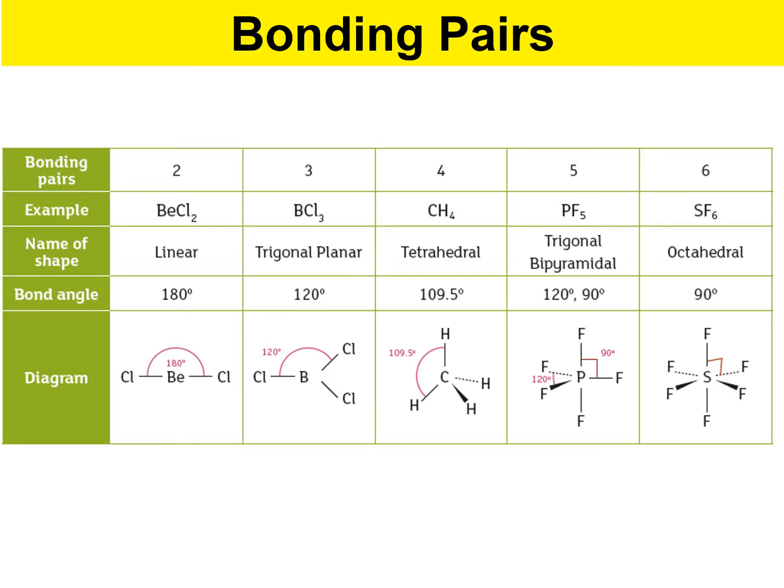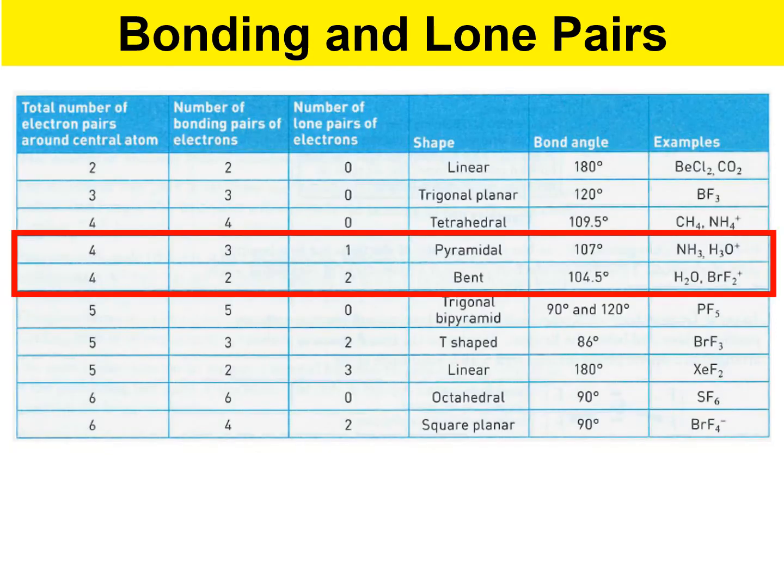This is a summary slide and it just recaps the different shapes of molecules we obtain with different numbers of bonded pairs of electrons. We are now going to look at some examples of molecules where we have both bonded pairs of electrons and lone pairs of electrons. Some of these molecules will be very familiar, such as ammonia and water.